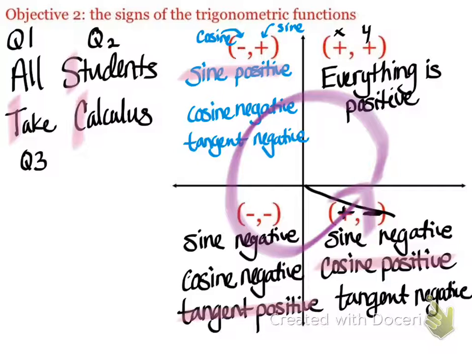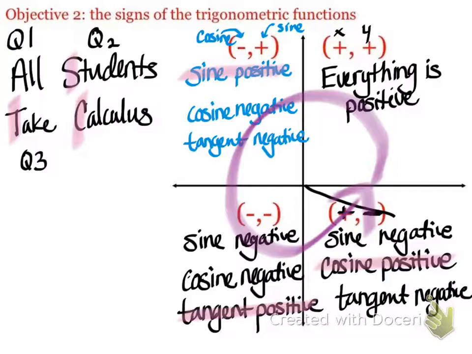memorize it. It's a mnemonic device that your book mentions, and I think it's worth mentioning because it's a good device to learn. Maybe you can create your own. But this mnemonic device helps you see where things are positive. In quadrant 1, all things are positive. Quadrant 2, sine is positive. Quadrant 3, tangent. Quadrant 4, cosine.